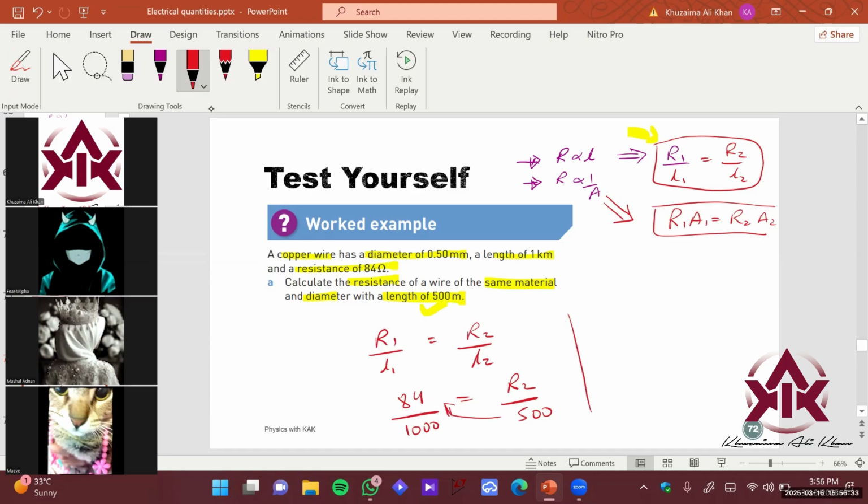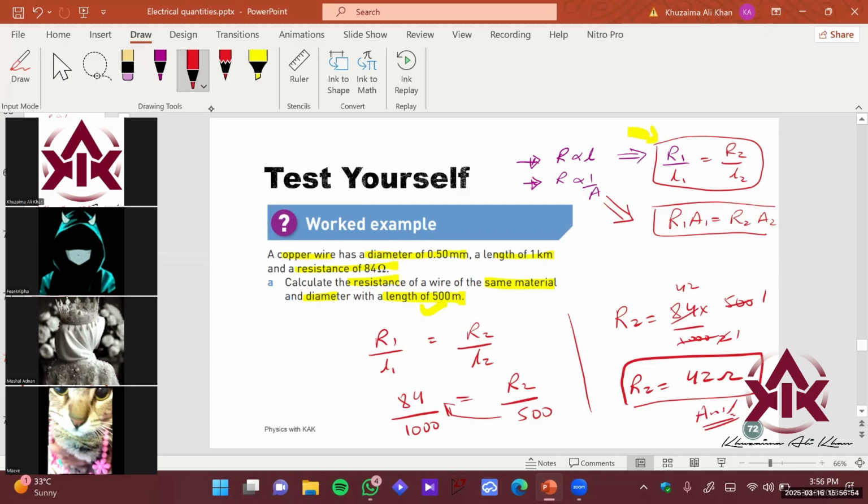If I simplify this further, I will have R2 equals 84 times 500 upon 1000. So 500 ones are 500, twos are 2, ones are 2, 4 twos are 42. So resistance 2 is now 42 ohms. It makes sense, right? If you decrease the length, the resistance should decrease since the relation is proportional. If you halve the length, the resistance should also be half. That is what happened over here.